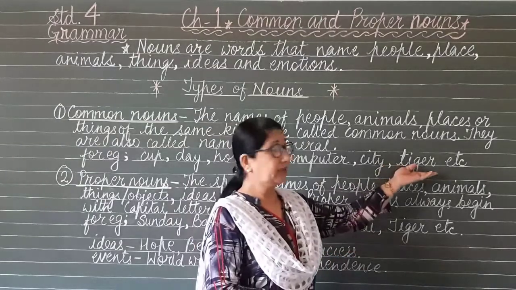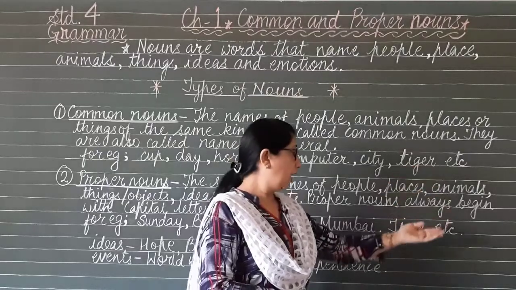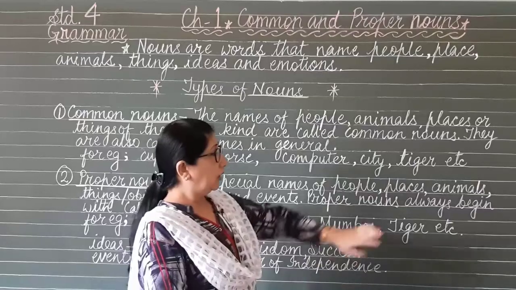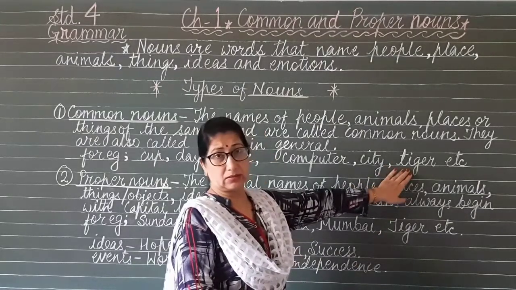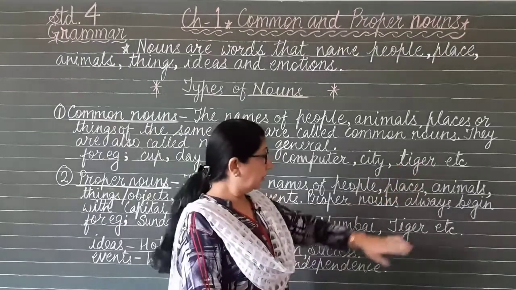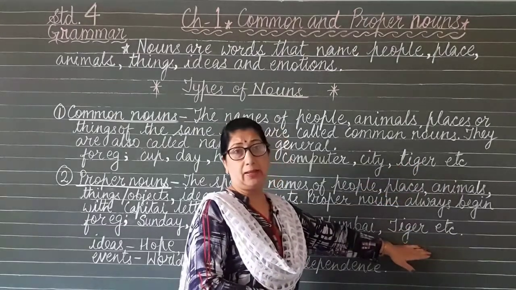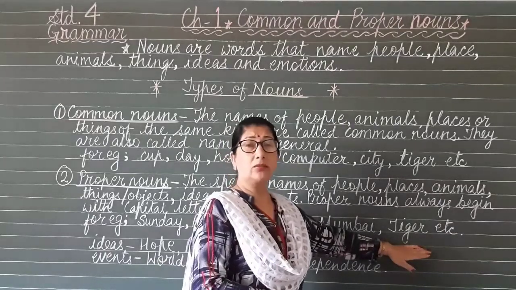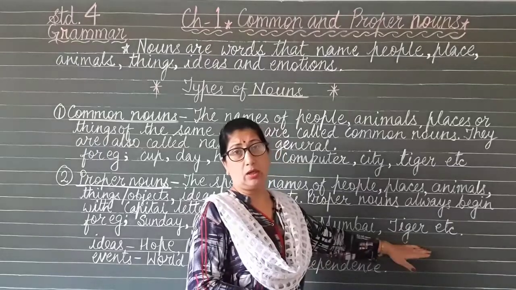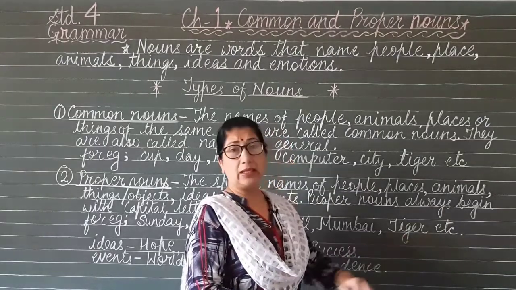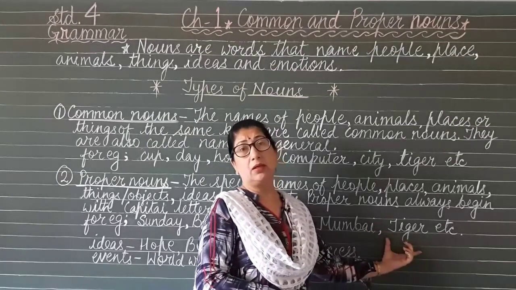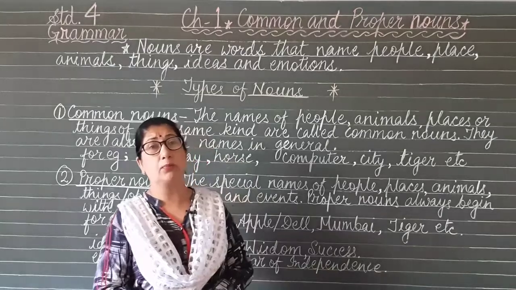Now here you can see tiger is written in common noun also and in proper noun also. So what is the reason behind it? Here we are talking about all the tigers, in common, in general. So it is included in common noun. But here we have given a special name to somebody or to some animal. Say for example, if I have a pet dog, I can give him a name tiger. So if my pet dog is called by tiger name, tiger will become a special name, so it will be known as a proper noun.